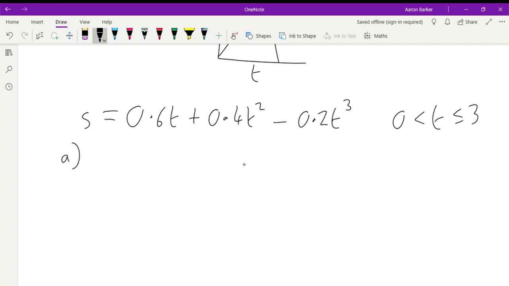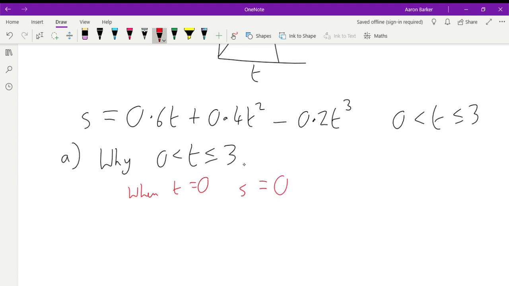So part A, why the constraint? Why are we told t has to be between 0 and 3 seconds? The way we answer that, I would just substitute these two values in. So when t equals 0, s equals, if I put that into my calculator, 0. And when t equals 3, we also get s equals 0.